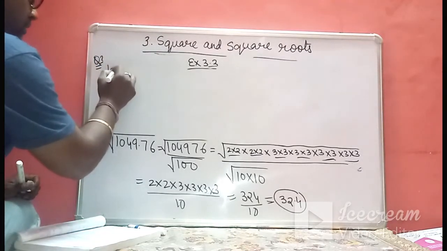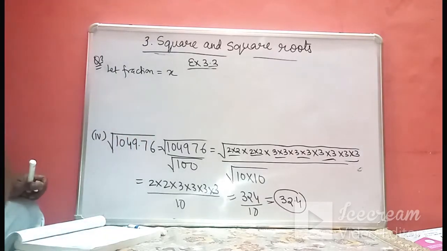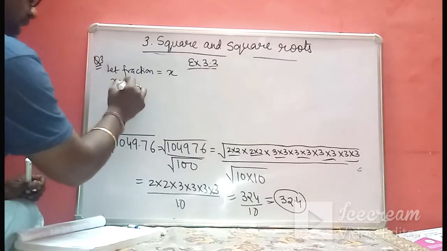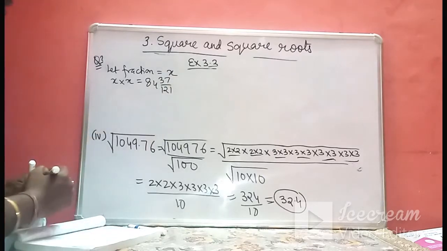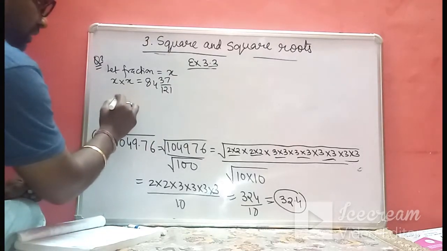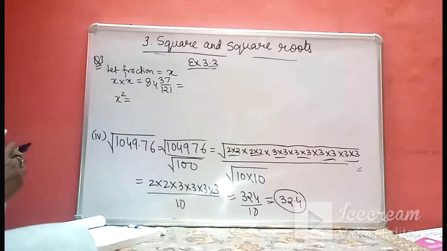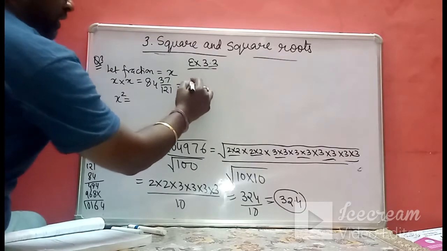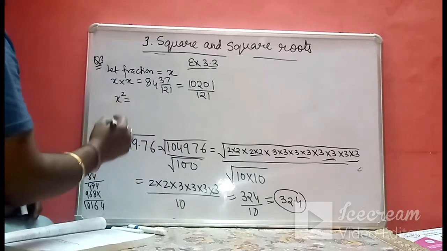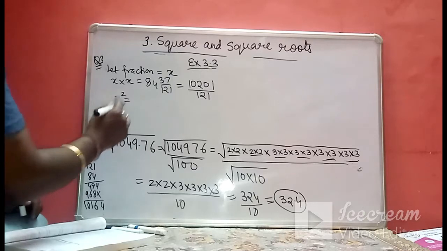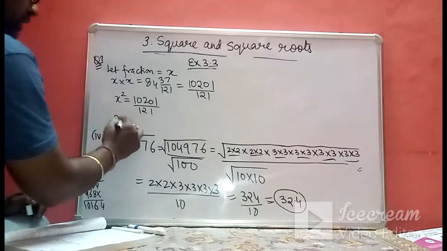Okay, so in question number 3, let the fraction equal x. And what is given? x into x equal to 84 whole 37 upon 121. So from here we will get x square equal to, and this we have to solve again. So when we solve, we will get 10201 upon 121. Okay. Then x square is 10201 upon 121. So what is our x?